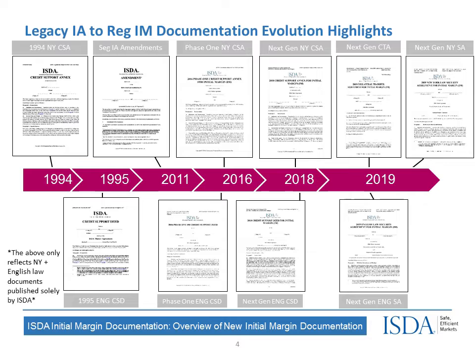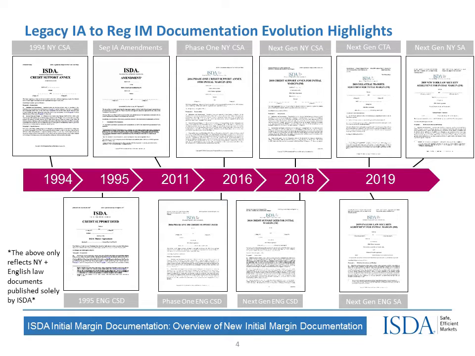And that was intended for voluntary segregation that the parties wanted to do, principally for credit reasons, to ensure that a party posting collateral wouldn't lose that collateral if the party receiving it were to enter into insolvency proceedings.